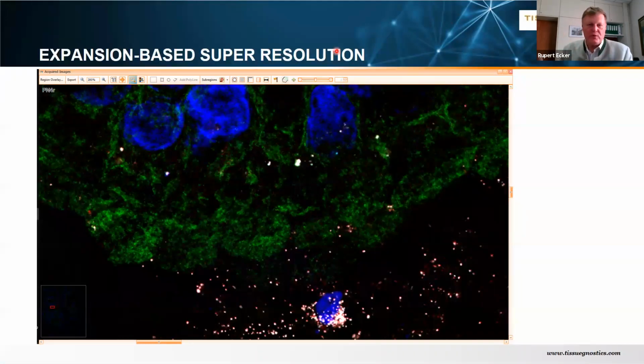Now, there is super resolution microscopy, which requires separate equipment, is very expensive, is time consuming and limited to small areas. In the combination of our confocal whole slide imaging with this expansion microscopy, we can scan entire slides, entire tissue sections in multiple channels at super resolution level. And that's why we call it expansion-based super resolution.